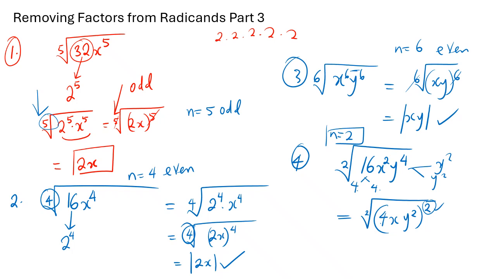Now, since I have this result and 2 can cancel everything, it will be 4xy squared, but with absolute value. So this is how you would solve this problem, because your n is even.